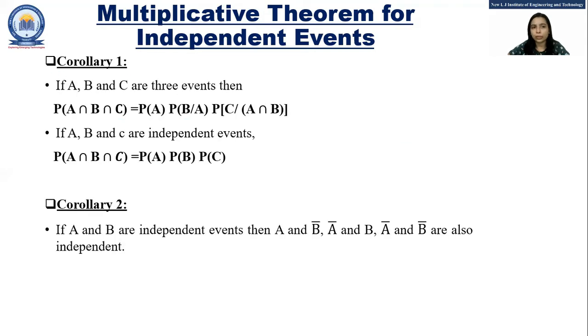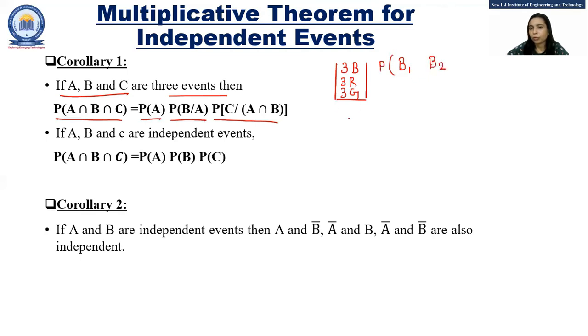Now moving to the first corollary of this theorem. If A, B and C are 3 events, then we can write P(A intersect B intersect C) is equal to P(A) into P(B|A) into P(C|A intersect B). Let's understand through one example. In one bin, there are 3 black balls, 3 red balls and 3 green balls. Now from this bin, first I am taking one black ball. After that I am getting the second black ball, and after that I am also getting the third black ball.